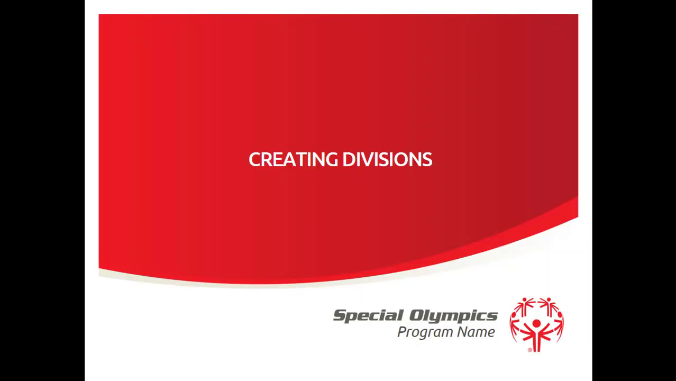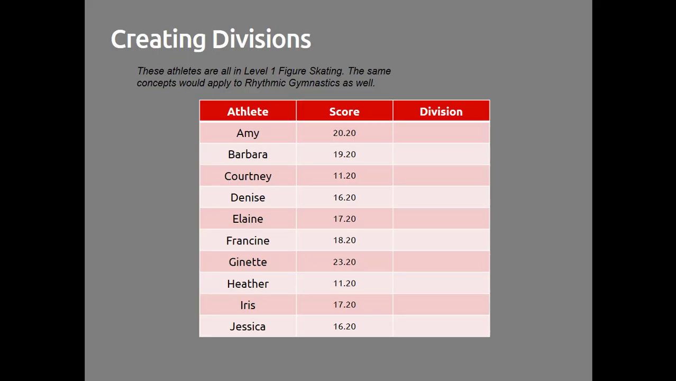Now we will take a look at creating divisions. In this section, we will quickly look at how athletes are placed into divisions when necessary for their level. In this case, the Level 1 figure skating group has 10 skaters. The athletes performed a preliminary skate with the results indicated in the score column. A similar concept would apply to rhythmic gymnastics.